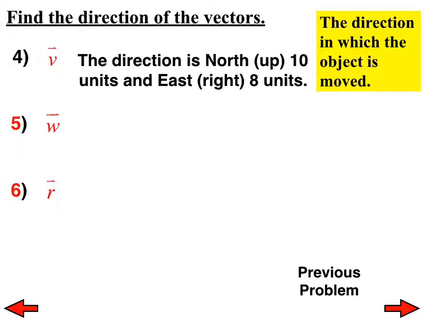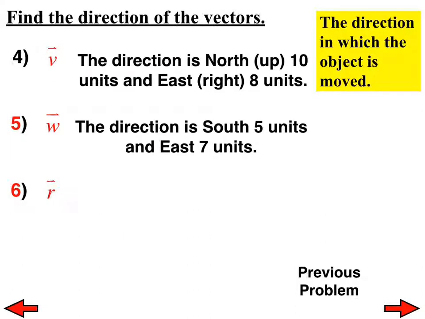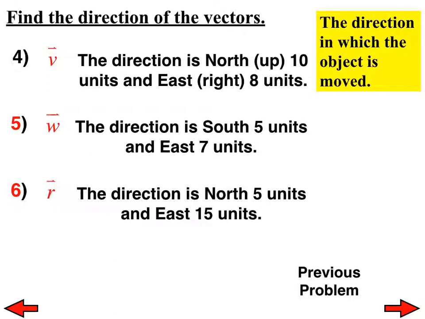If it was more of a real-world problem. Vector W from vector V is going south 5 and east 7 because it went down 5, right 7. And then the resultant vector, which started at the original point, and we're describing just one movement from the start to the end, that would have been north 5, east 15, because it went up 5 and right 15.